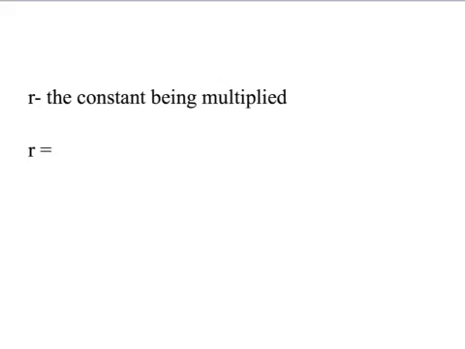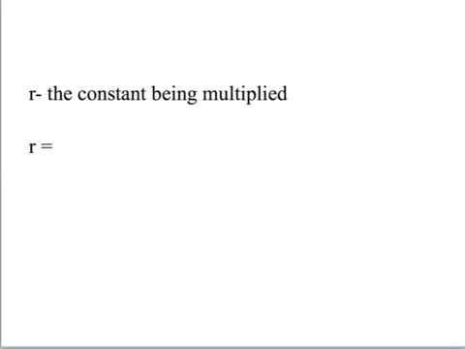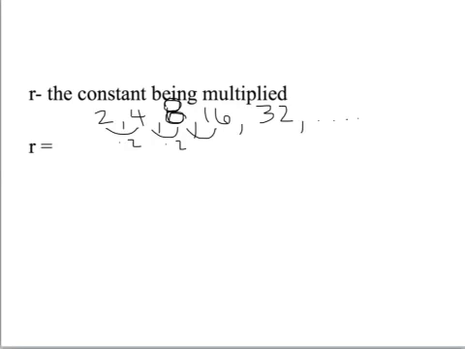Something to consider: it's usually easy to see what your r is if every term in the sequence is being multiplied, let's say by 2. So we have a sequence like 2, 4, 8, 16, 32. To get from one term to another, I'm multiplying by 2 every time. So my r is going to equal 2.